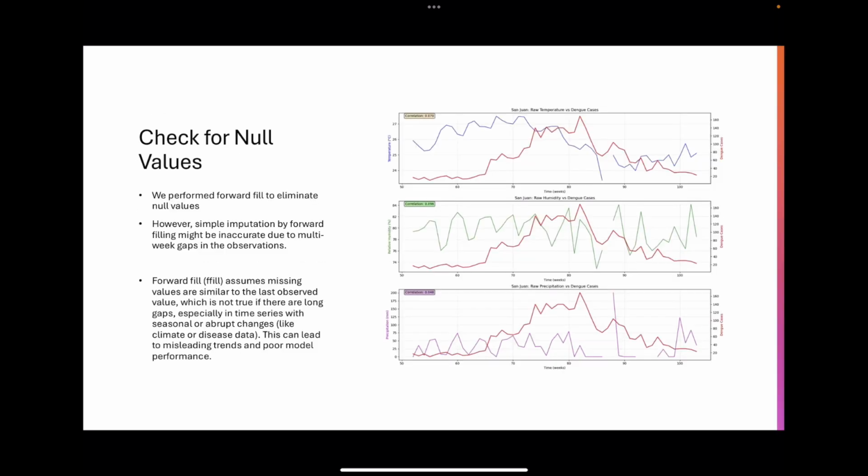We then checked for the null values. When we checked for the null values, we performed forward fill to eliminate these null values. However, we wanted to note that there were several weeks that had null values continuously, and simple imputation by forward filling might be inaccurate due to the multi-week gaps in the observation. So forward fill would assume the missing values and give them values like the previous ones, which might be inaccurate for many consecutive weeks.